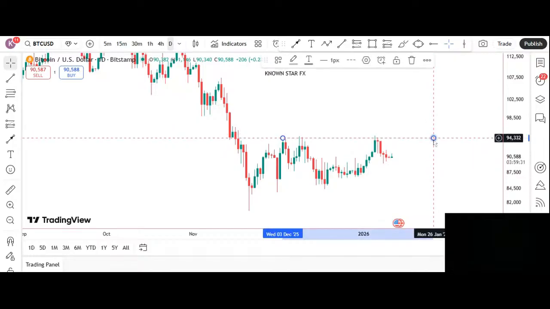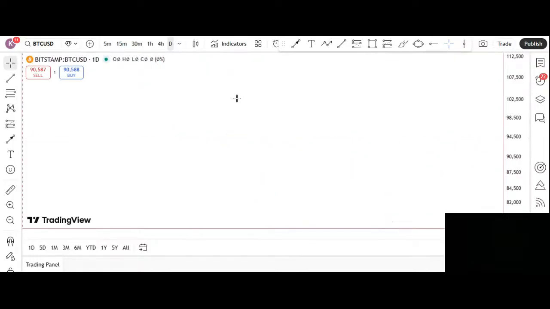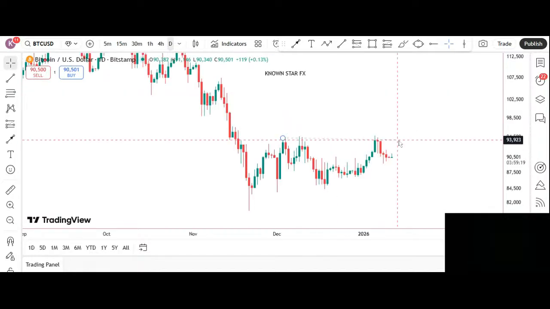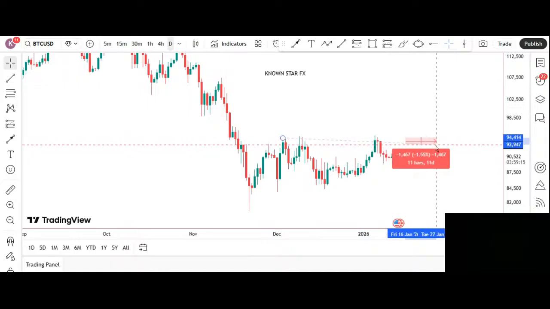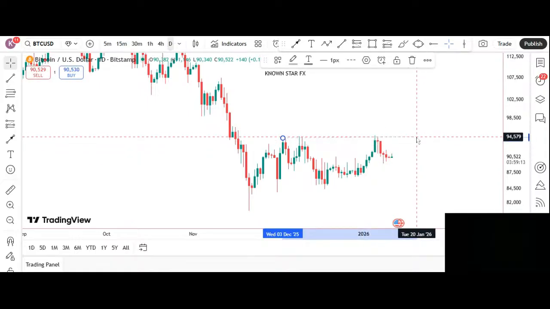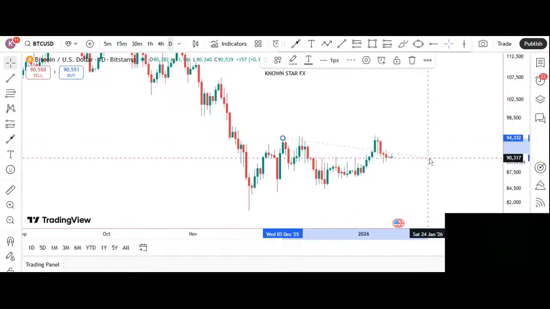We are right here on the daily time frame, right? Can you see my chart, please? I don't know what's going on though. I don't know what's happening. I'm trying to stop this though.